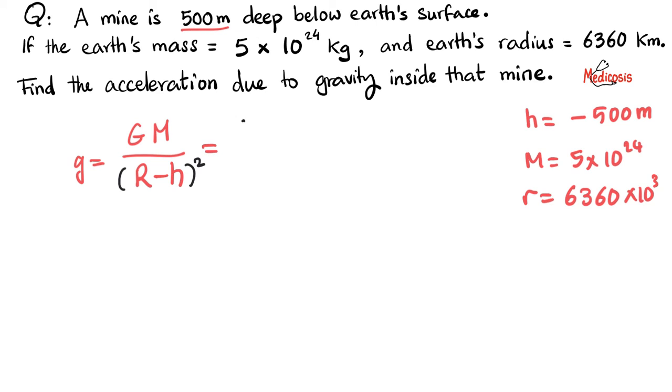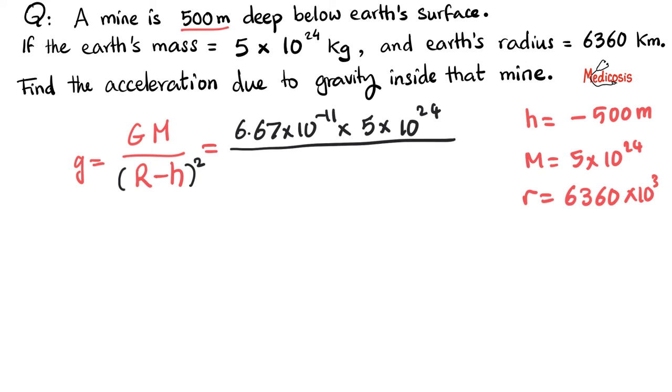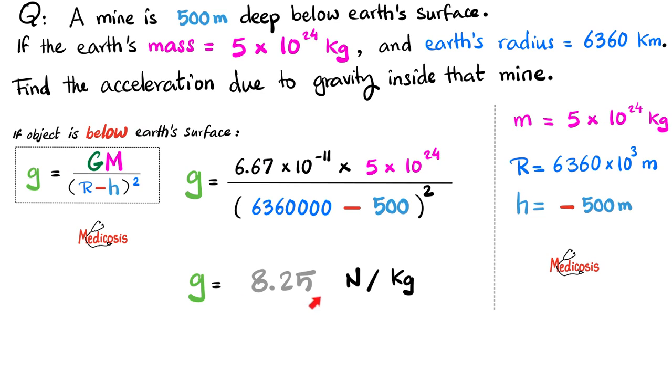G, they will give this to you, 6.67 times 10 to the power negative 11. Multiply this by the mass of the Earth, or 5 times 10 to the power 24, and divide this by r. What's the radius of the Earth, please? It is this number. We need to put it in meters like this. And don't forget to subtract what? The 500 meters of that mine. And all of this needs to be squared. And the rest is math history. And here is the answer.